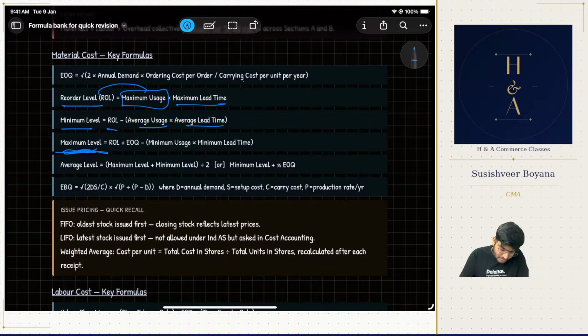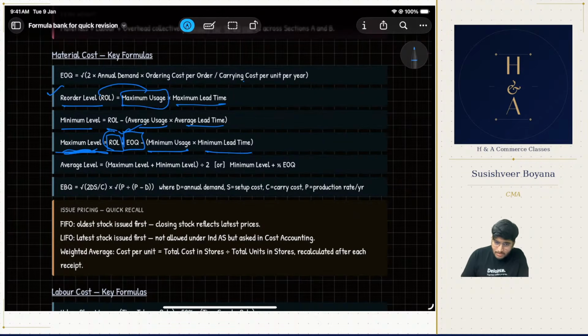Okay, maximum level. There is another formula to understand what the maximum level is. ROL plus EOQ minus minimum usage into minimum lead time. So what is he trying to say? EOQ is the economic order quantity, which is the quantity you should be trying to order your goods so that you can keep all your costs to the minimum, right? So what is reorder level? It is the level at which I am going to sustain my business even if there is a maximum usage and a maximum lead time for me to get goods.